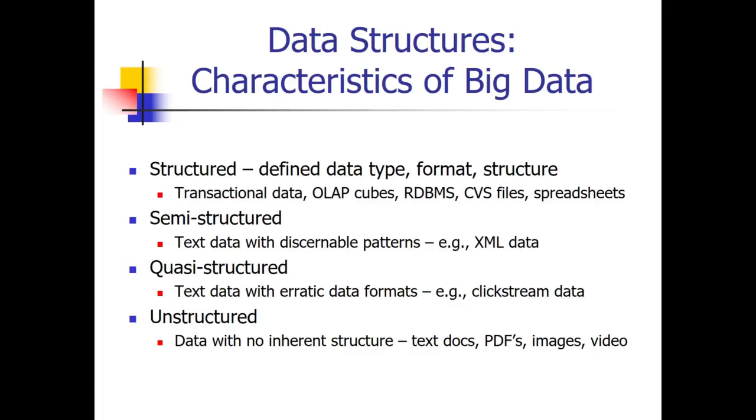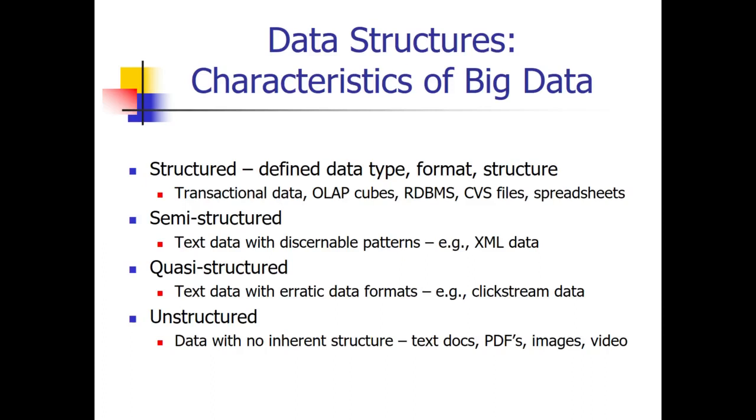Data structures, characteristics of big data: here we have four types. One is structured, semi-structured, quasi-structured and unstructured. All those four types were already discussed just before 5 minutes. Now, which type of data comes under structured data? One is transactional data, next OLAP and RDBMS as relational database management systems, and OLAP comes under mining. Next, data mining. Next, CSV files, comma separated value files, and spreadsheets. All these things come under structured data.